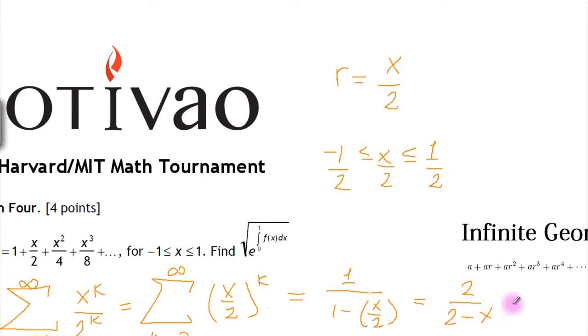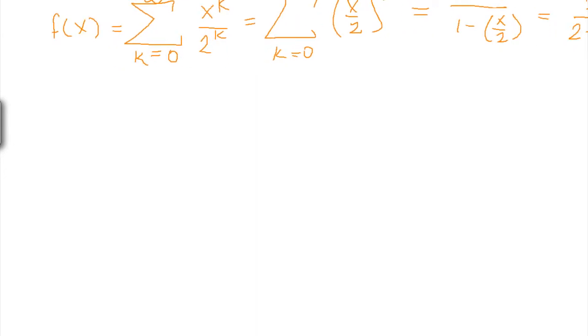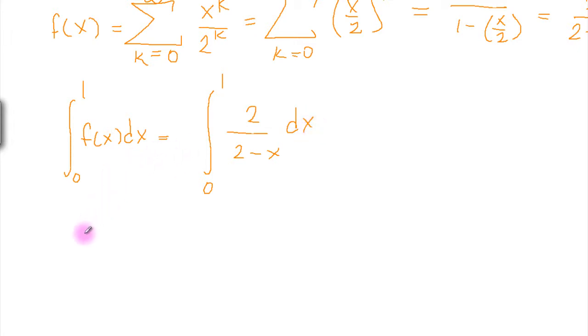Now we found f of x, but we want to find the integral of f of x from 0 to 1. So let's do that. The integral from 0 to 1 of f of x dx is equal to the integral from 0 to 1 of 2 over 2 minus x. Now to find this integral, we use U-Substitution. u equals 2 minus x, du equals minus dx, which implies that minus du is dx.